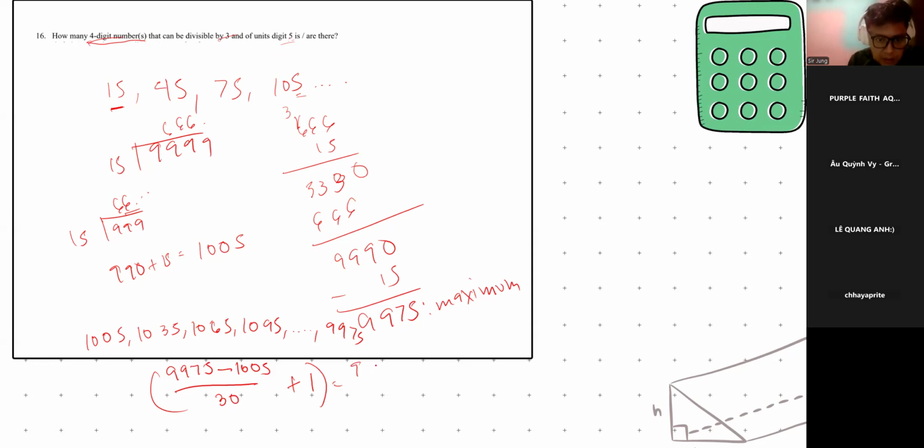So 8970 divided by 30 plus 1. That's 299 plus 1, or 300. And that should be the answer. So any questions? If none, we'll proceed to number 17.